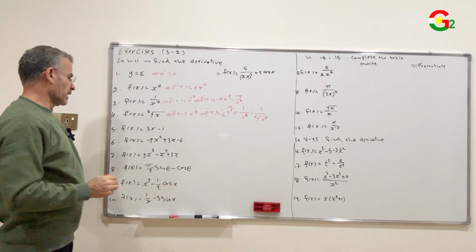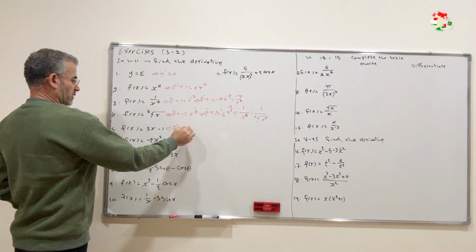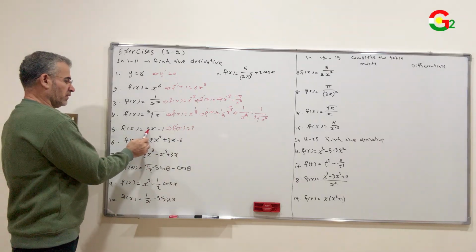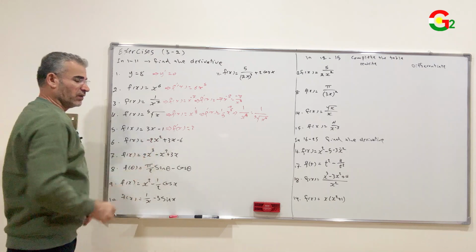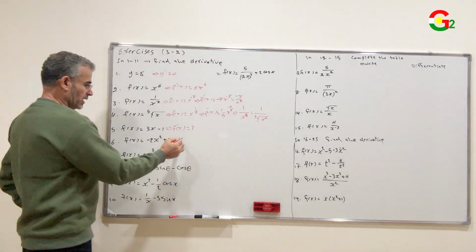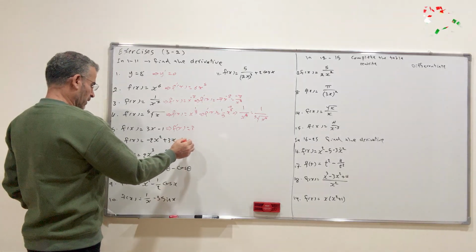f of x equals 3x minus 1, then f prime of x equals 3, since the derivative of 3x is 3 and the derivative of 1 is 0. f of x equals negative 2x to the power 2 plus 3x minus 6. Derive separately every term.